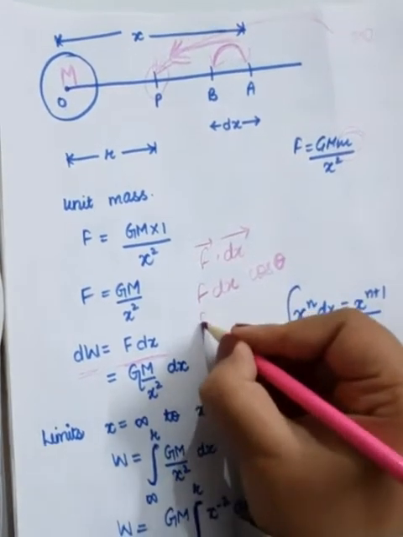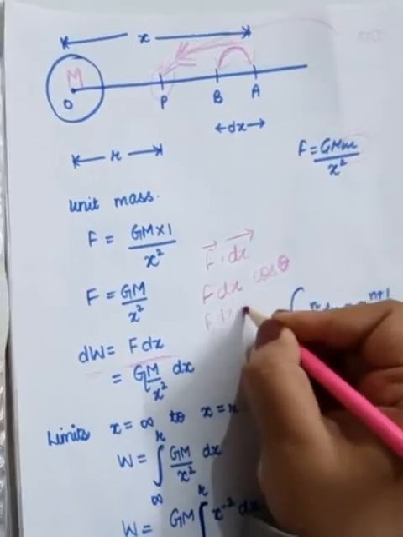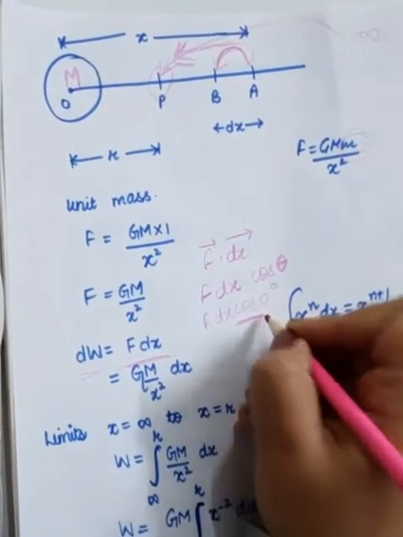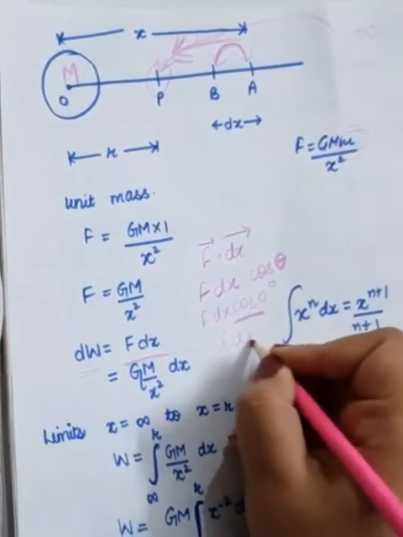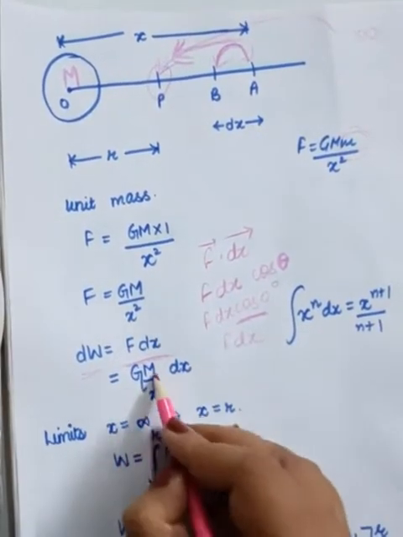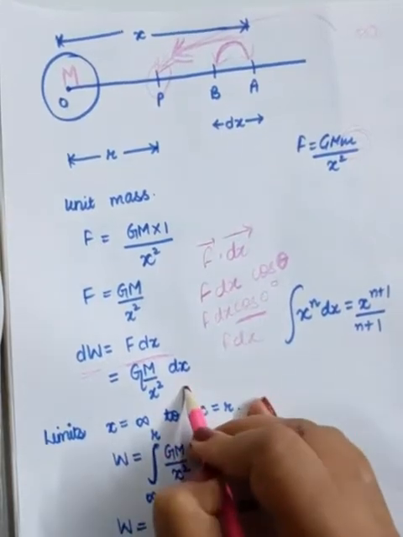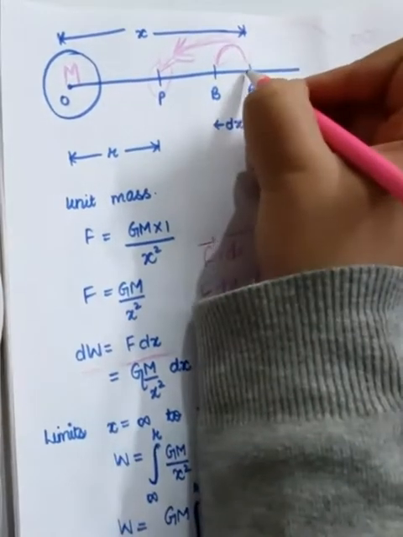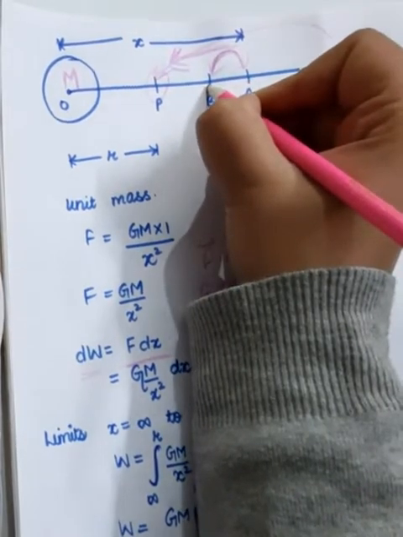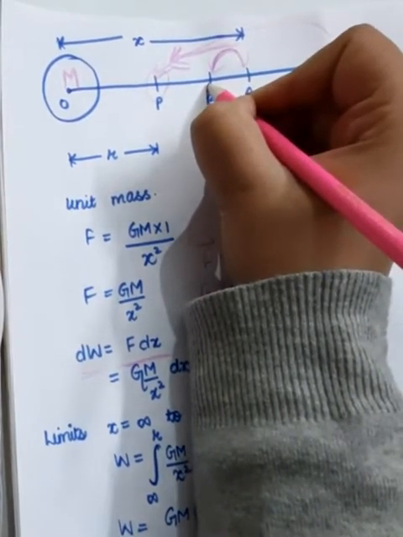So this will become F dx cos 0 degree, and cos 0 degree is nothing but 1. So this will become F dx, and putting the value of F, GM upon x square into dx. So this is the small amount of work done in bringing the unit mass from A to B. Now we have to find out the total work done.